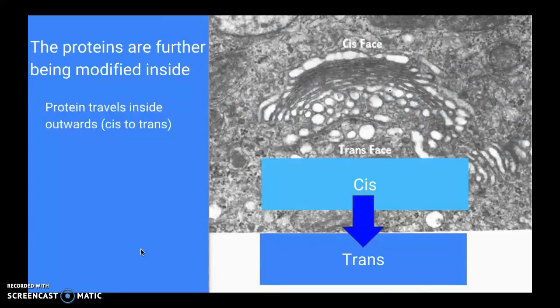Inside the Golgi, the protein travels inside outwards, from cis to trans, and the proteins are further modified inside. For example, when glycoproteins are formed in the ER, they have their carbohydrates first modified in the ER, and as they travel through the Golgi, it removes some sugar monomers and substitutes others, making a variety of different carbohydrates.